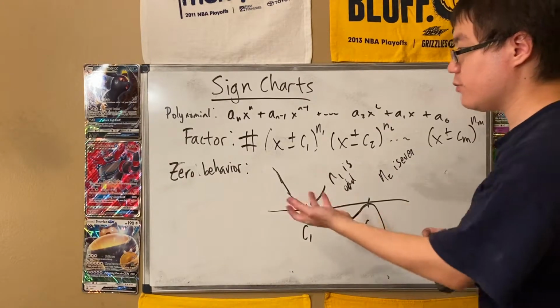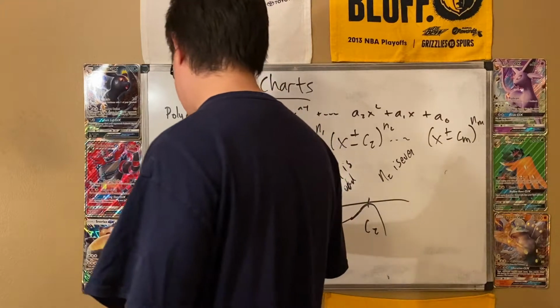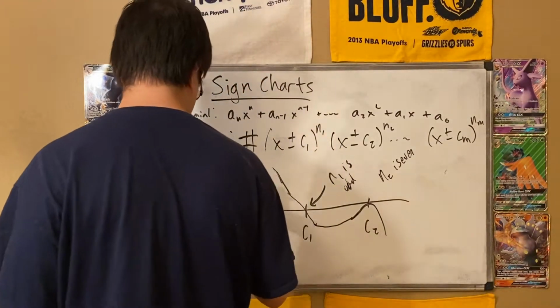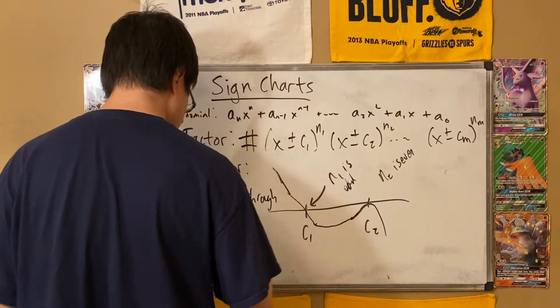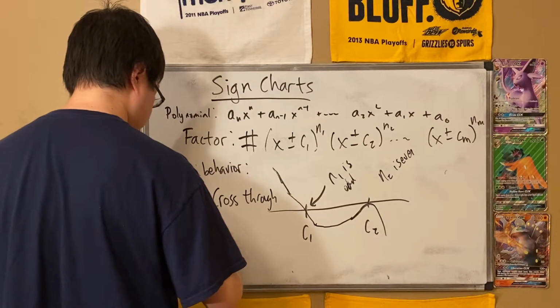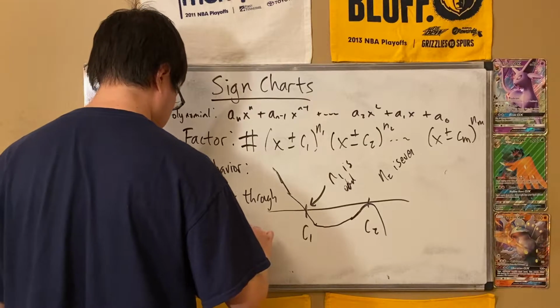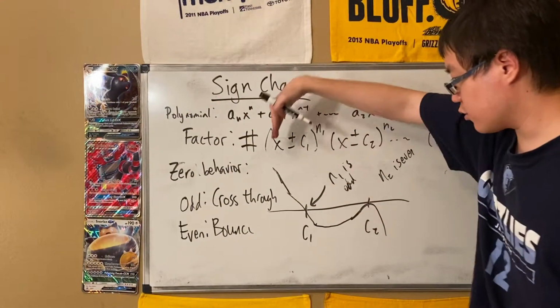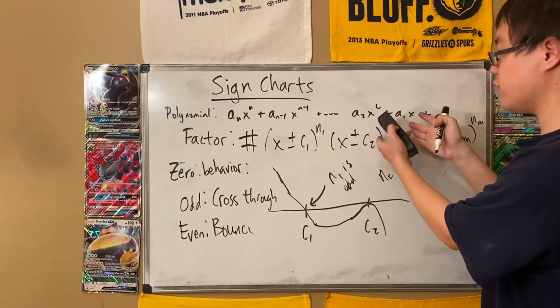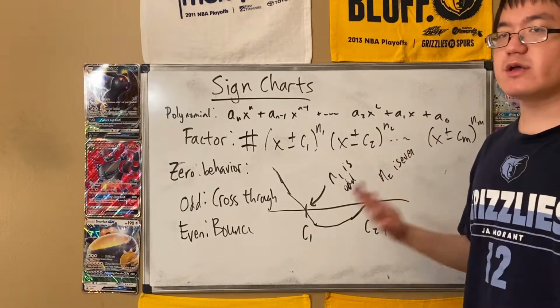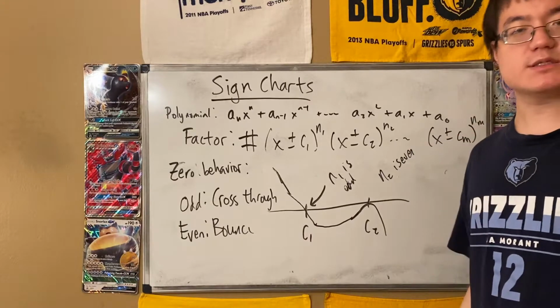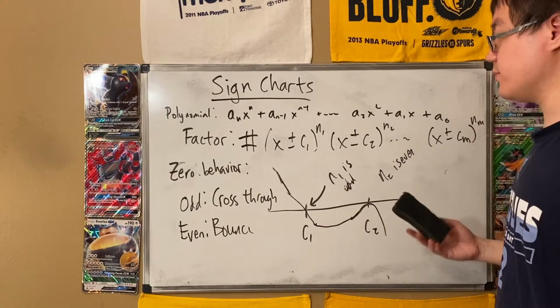So again, zero behavior is pretty easy. If your multiplicity is odd, you're going to cross through the number line or cross through the sign chart. And if you're even, you're going to bounce at that zero. Bouncy, bouncy. So again, either cross through or bounce, and you just look at the exponent of that factor. This might be really confusing, so I feel like if we do some examples, you should be good to go. So let's do some examples.